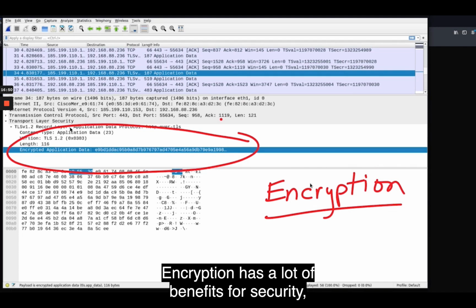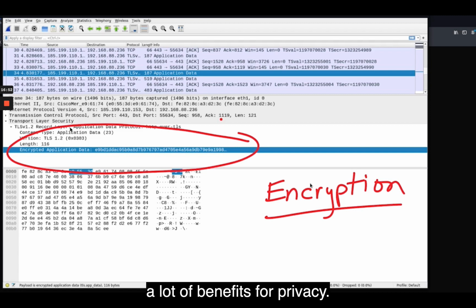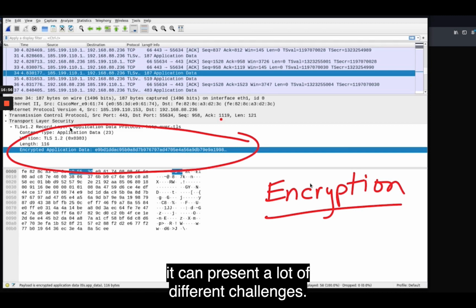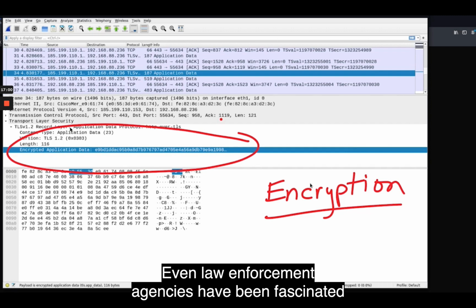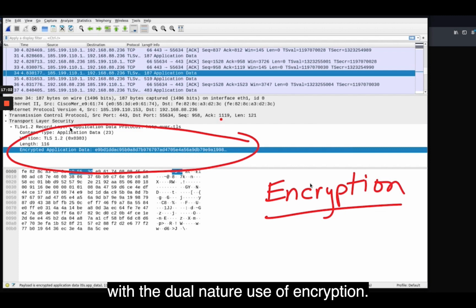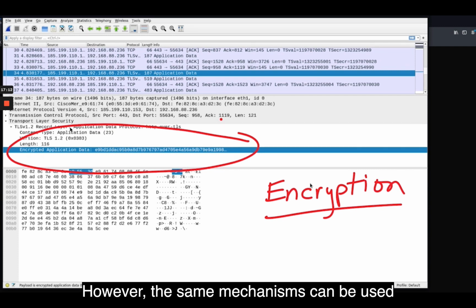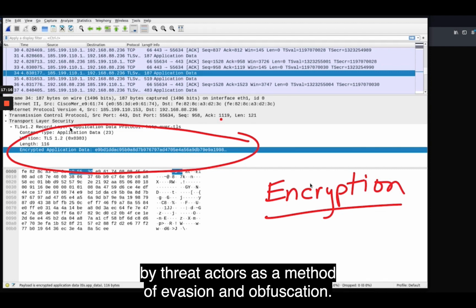Encryption has a lot of benefits for security and for privacy, but in the world of incident response and forensics, it can present a lot of different challenges. Even law enforcement agencies have been fascinated with the dual-use nature of encryption. Whenever you protect information and communications, encryption definitely has numerous benefits. However, the same mechanisms can be used by threat actors as a method of evasion and obfuscation.